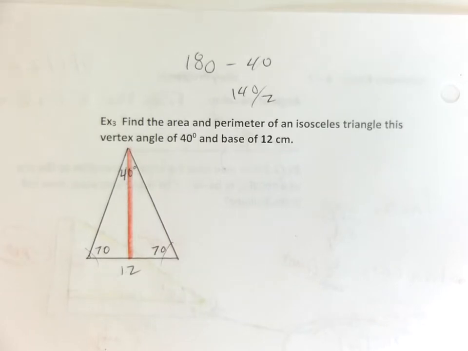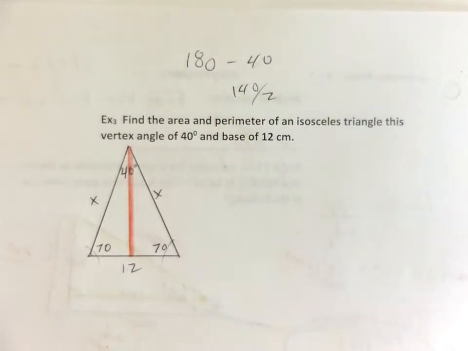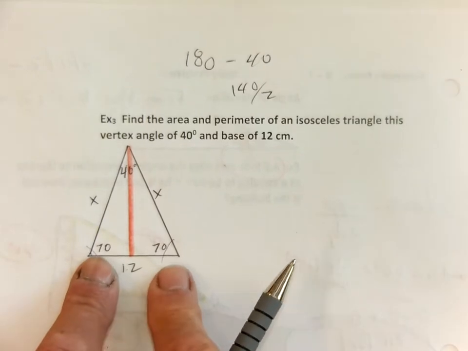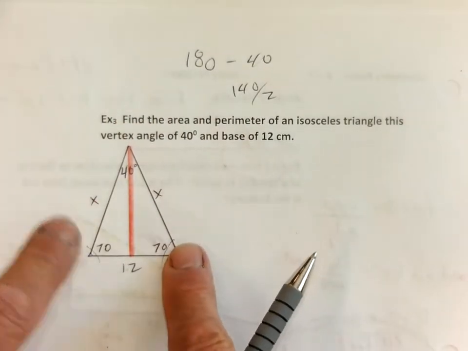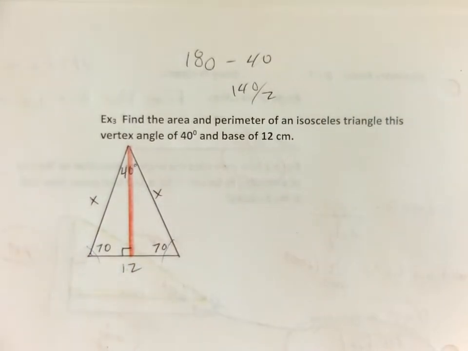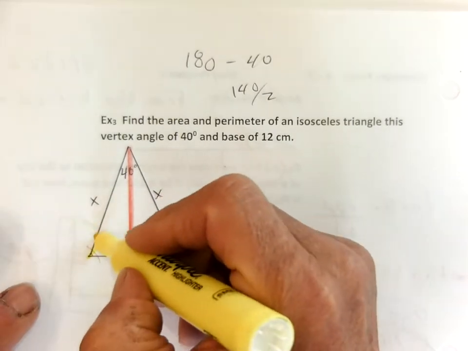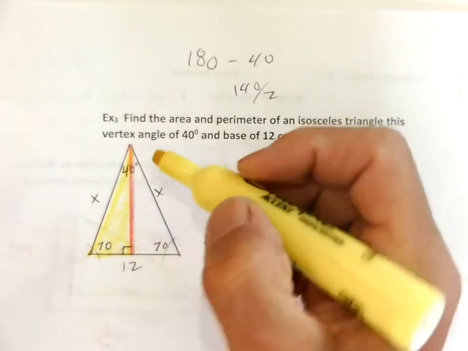Since it's isosceles, I do know these two sides are equal, and I know the base angles are equal too. So what do I know about isosceles triangles? Two sides equal, two base angles equal. But what I did is I just created a right triangle. I have to have a right triangle because without a right triangle, I can't use my right triangle trig.